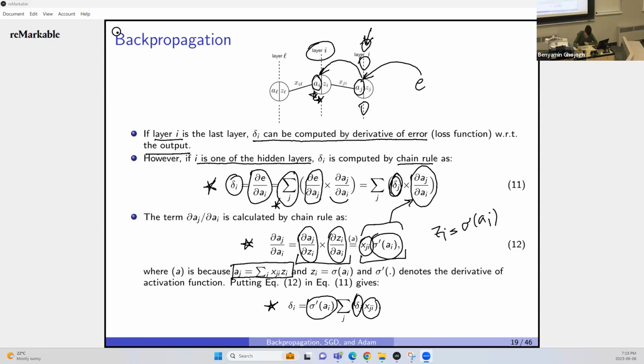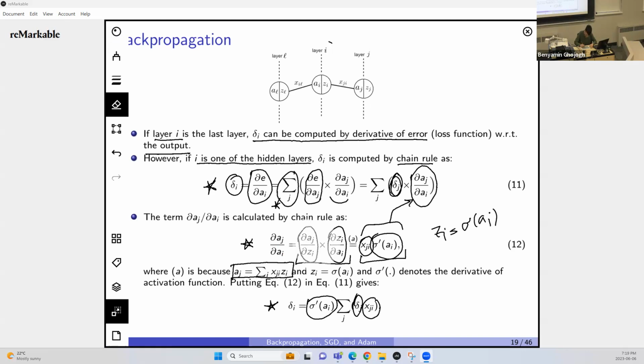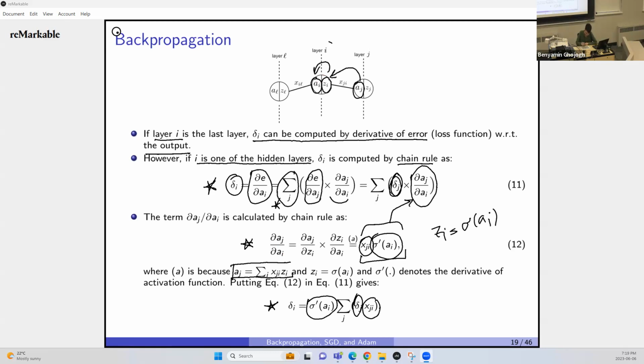Okay? So now let's calculate the derivative of AJ with respect to AI. It's here. So you again use the chain rule. As you see, I'm using multiple chain rules inside of each other. Therefore, I have a nested chain rule. Let me clean this figure, and also this. So the derivative of AJ with respect to ZI times the derivative of ZI with respect to AI. This is the chain rule. I can write it as the derivative of AJ with respect to ZI, and then the derivative of ZI with respect to AI. Okay, it makes sense.